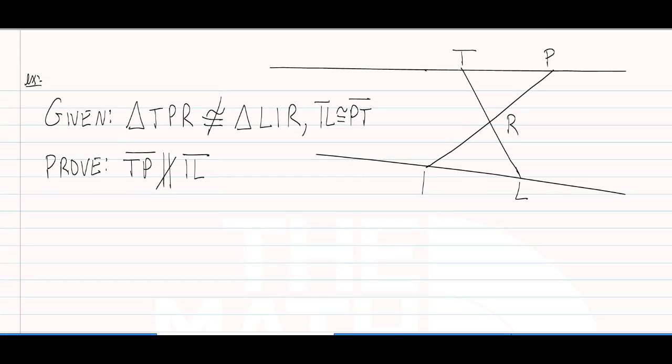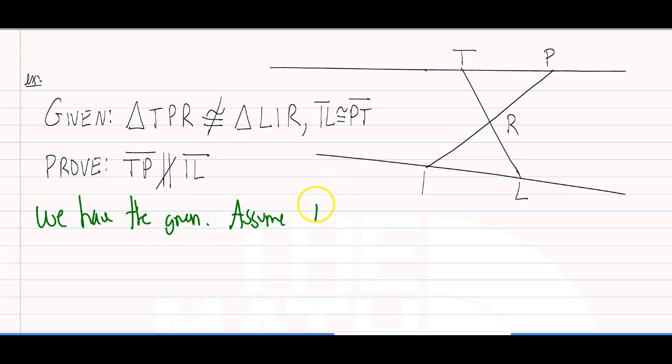Here's another example. Given we have some triangles that are not congruent to each other, we're trying to prove that a pair of segments are not parallel to each other. So once again, we're going to start off by the given. And then we're going to assume segment TP is in fact parallel to segment IL.